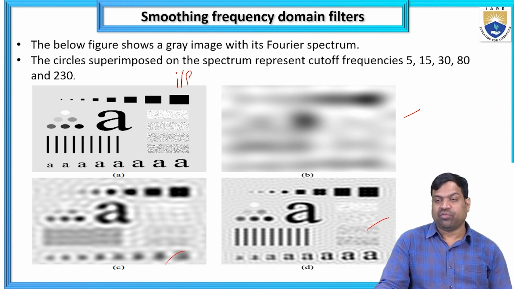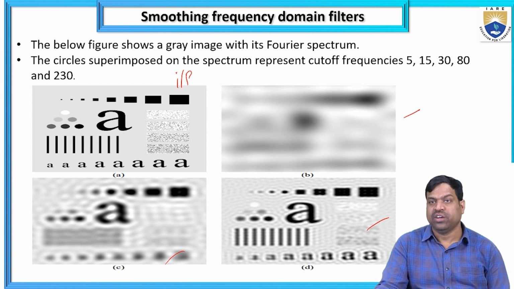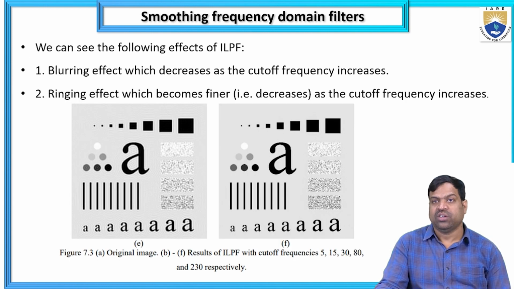So in the different cutoff frequencies, what is the image showing? When I'm going for very low cutoff frequencies, it shows blurring, and as we increase the cutoff frequencies, it looks better. We can see the following effects of the ideal low pass filter: the blurring effect decreases as the cutoff frequency increases, and the ringing effect becomes finer as the cutoff frequency increases.